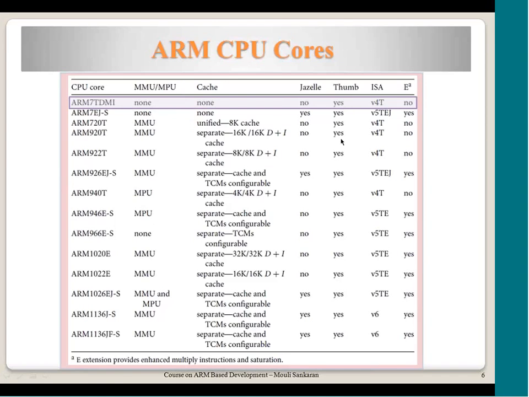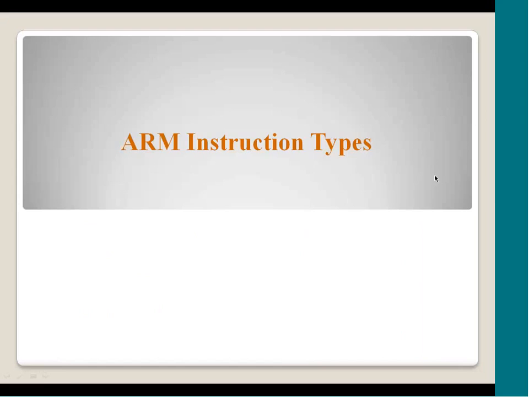Now if you see the later versions, the ARM7 is followed by different other CPUs also, which have got an MMU, but they follow V4T and they have a built-in cache also. So following the same instruction set architecture, they add more hardware modules in terms of a memory management unit or a cache, and they build a SoC using this ARM core. Okay. So let us see what the different ARM instruction types are.